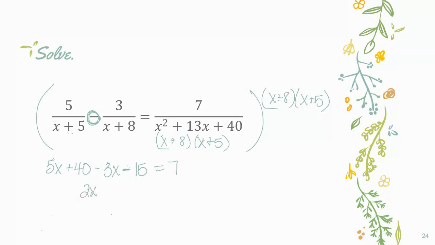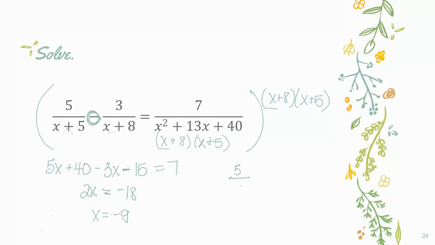Now I want to combine like terms. So I'm going to get 2x here. I'm going to add 15 and I'm going to subtract 40. So 7 plus 15 is 22. Minus 40 is negative 18. Divide and x equals negative 9. I know that I'm good on my denominators because negative 9 plus 5 and negative 9 plus 8 are not 0. Then I want to just go through and check this to be sure that it works.